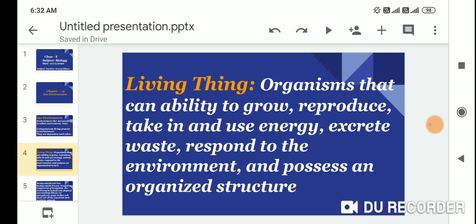So dear students, first we start with living things. Living things are organisms that have the ability to grow, reproduce, take in and use energy, excrete waste, respond to the environment, and have an organized structure.